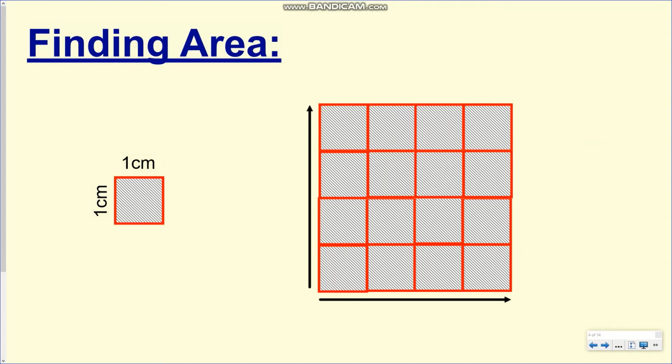Okay, something you might already know as part of our work with areas and perimeters is that areas are measured in centimeters or meters or millimeters squared. The reason for that is because a 2D shape has both a breadth, as in distance from left to right, and a length, a distance up and down.